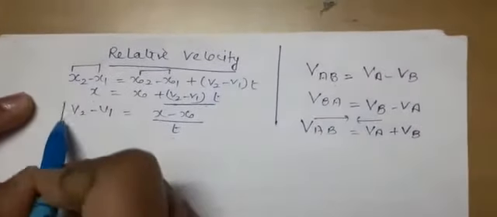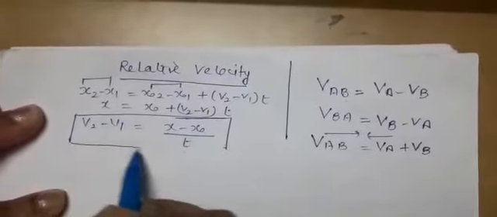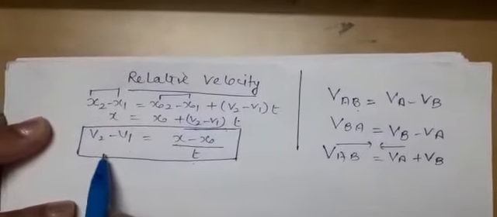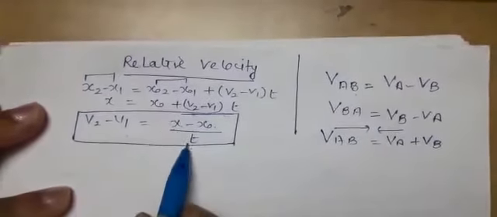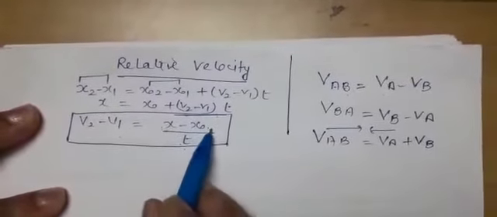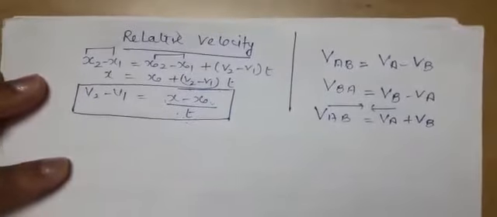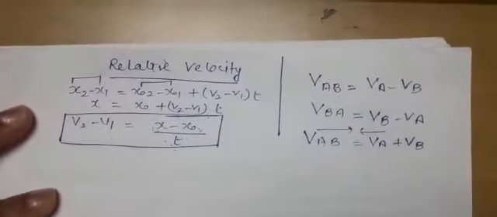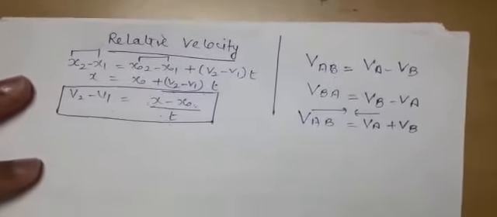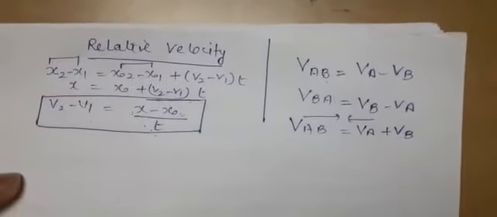So this is the basic definition of relative velocity: the time rate of change of position of one object with respect to another. This is taken as relative velocity. I hope till this point you have cleared all the concepts. If you still have any doubt, you can ask me.